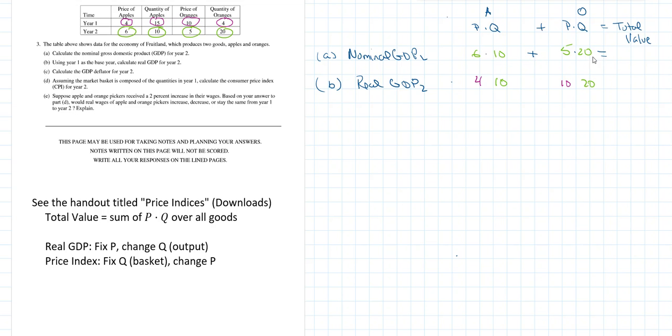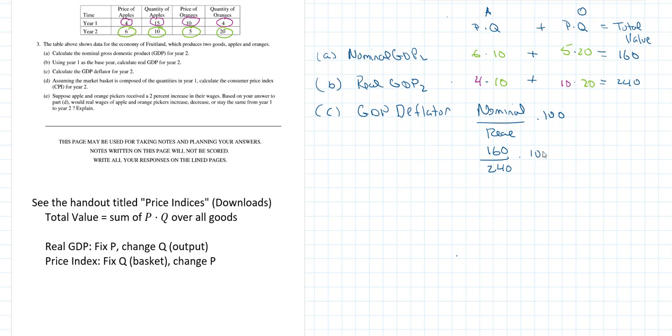So we have 60 plus 100 is 160 for the total value for the nominal, and here we have 40 plus 200, or 240 for the real GDP. And then to find the GDP deflator, always, we just take the nominal value for the year, divide it by the real value for the year, and multiply by 100. So in this case, we take the nominal GDP, which is 160, divide it by the real, which is 240, and multiply by 100.